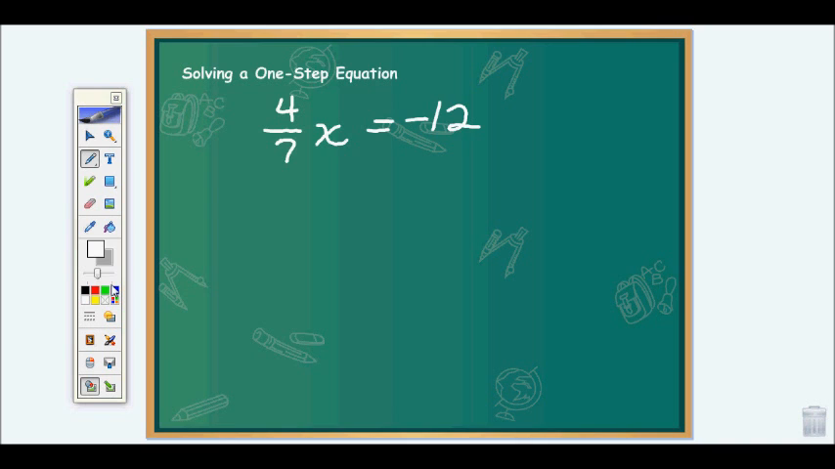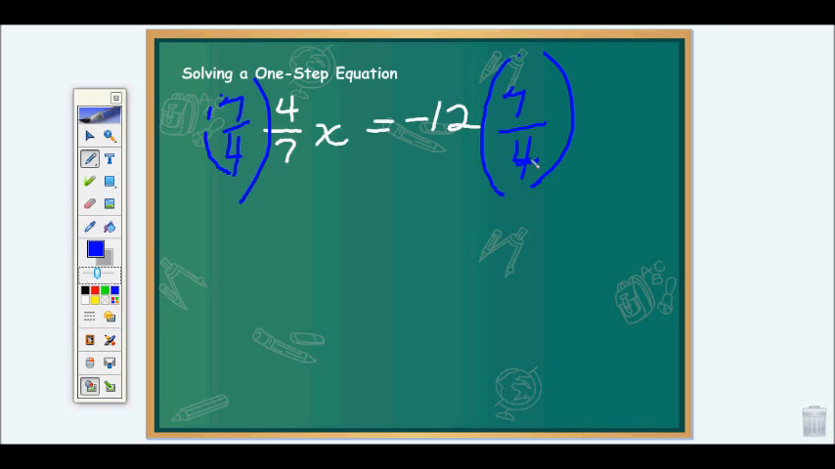Instead of dividing by a fraction, as we just learned in our last lesson, there is no such rule. What we need to do is multiply by its reciprocal. So to get 4/7 to be 1, I'm going to multiply by its reciprocal. And if I do that on the left side, I need to do the same thing on the right side of the equation.